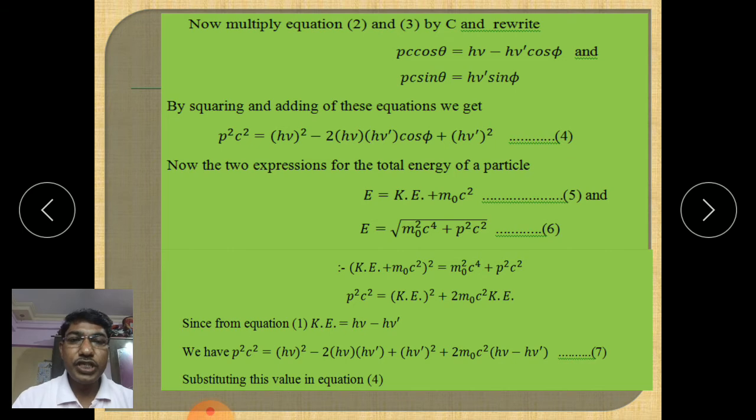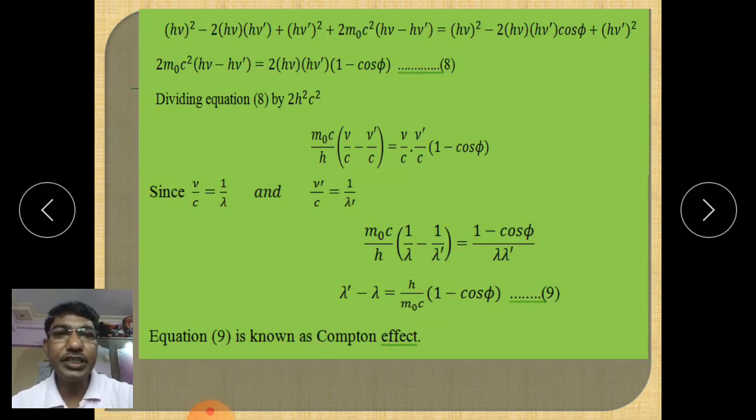Now, from equation 1 we know that the energy is conserved, which means whatever energy is lost, h nu minus h nu dash, is equal to the kinetic energy gained by the electron. Substitute this value here, and we get equation 7. Now substitute this value in equation 4, that is p squared c squared. You get this equation. Now dividing by 2 h squared c squared, you will get these equations.